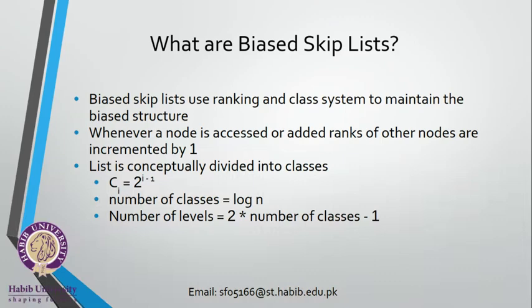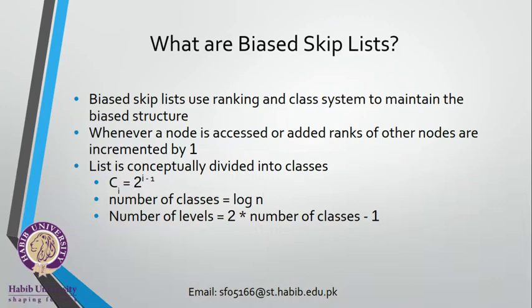So furthermore, conceptually, the nodes are divided into classes, and the number of classes is log n, n being the number of nodes present in the list. Each class will contain 2^(i-1) nodes in increasing rank order. So for example, the node with rank 1 will belong to class 1, and class 1 will only have one node. Then class 2 will have 2^(2-1), which is two nodes, and they will contain nodes in increasing rank order.